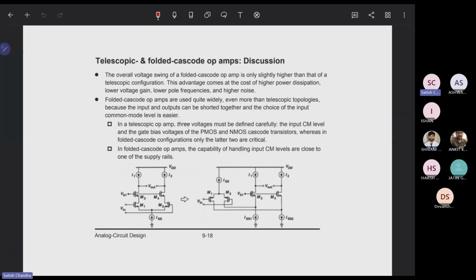In a telescopic op-amp, three voltages must be defined carefully: the input common-mode level and the gate bias voltages of the PMOS and NMOS cascode transistors, whereas in the folded cascode configuration, only the latter two are critical. In a folded cascode op-amp, the capability of handling input common-mode levels is close to one of the supply rails, basically.